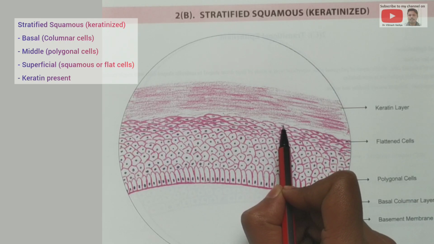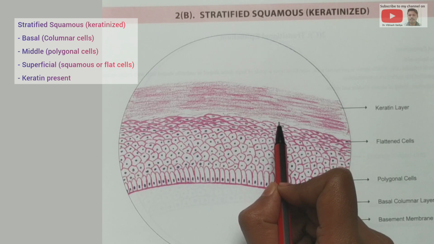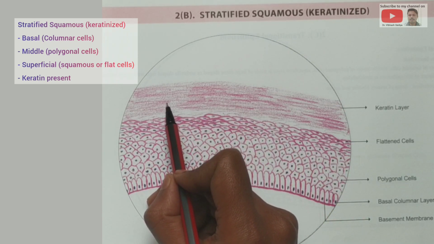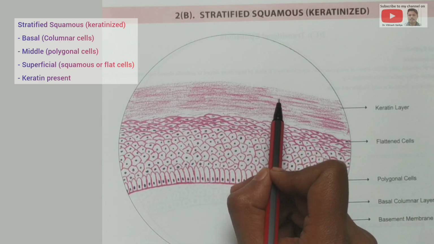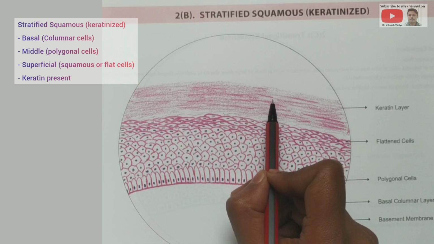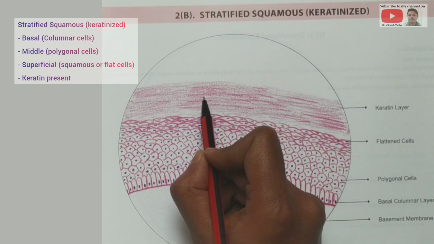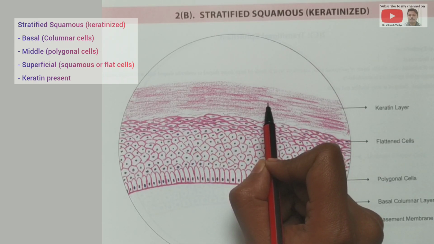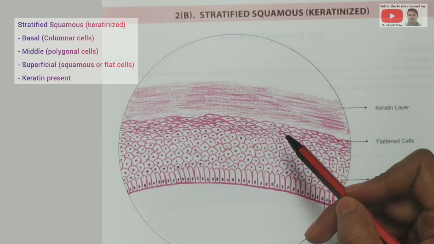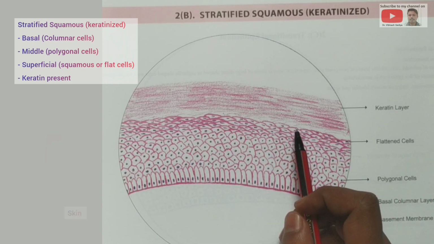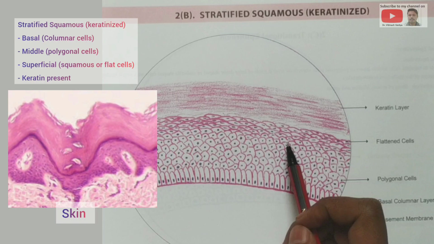And these cells are keratinized because the topmost layer, you can appreciate here, contains dead cells without nucleus, filled with keratin. So this type of epithelium is called stratified squamous keratinized epithelium, and it is present in the skin.